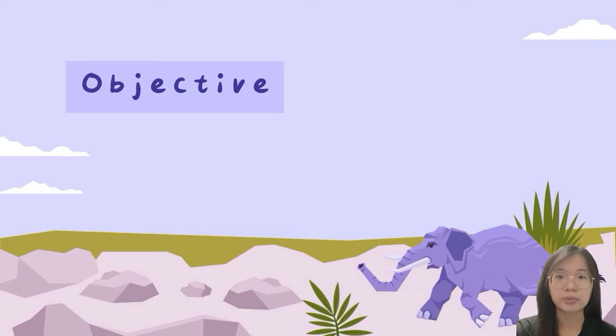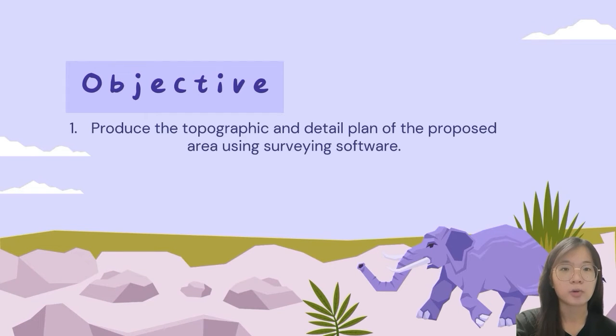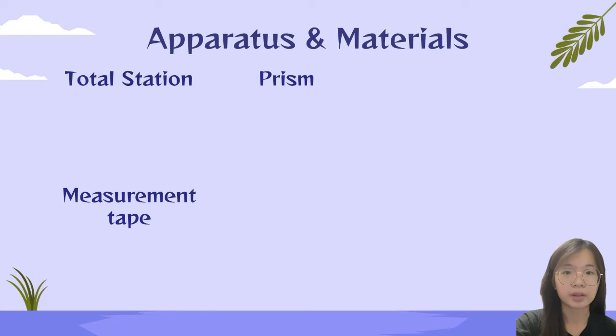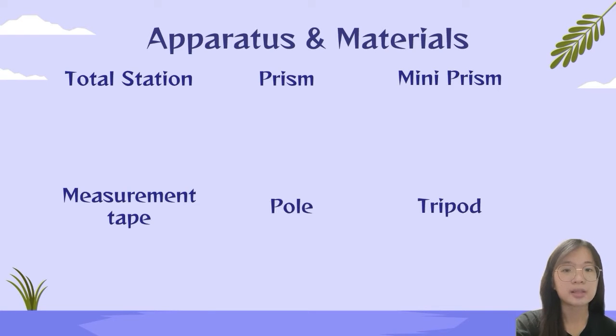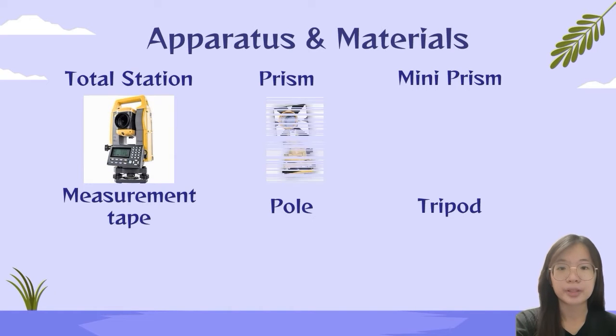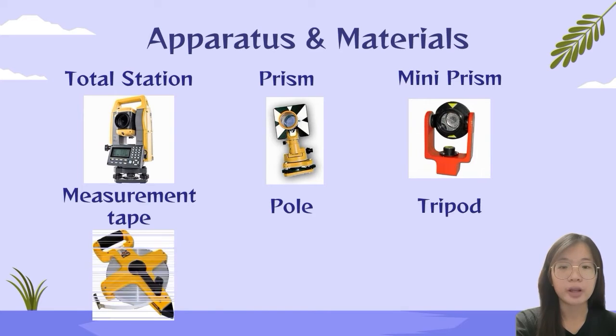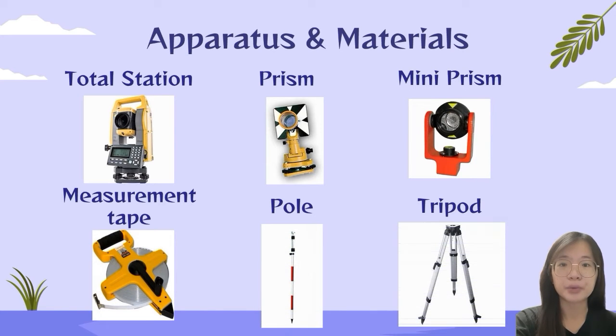Now I will continue to present about the objective. The objective of tekimetry is to produce the topographic and detailed plan of the proposed area using surveying software. For the apparatus and materials of tekimetry, there are six. The first one is the total station, second is the prism, third is the mini prism, fourth is the measuring tape, fifth is the pole, and the last one is the tripod. This is an example picture of the apparatus and materials in tekimetri.